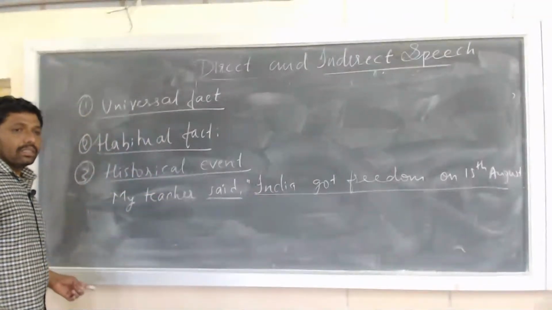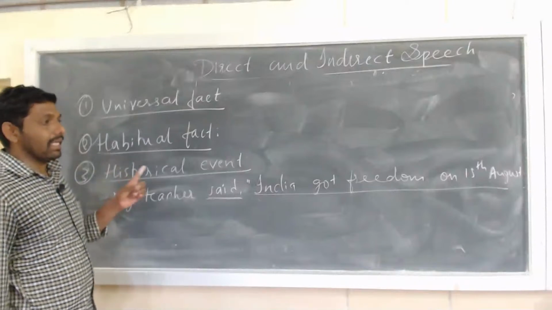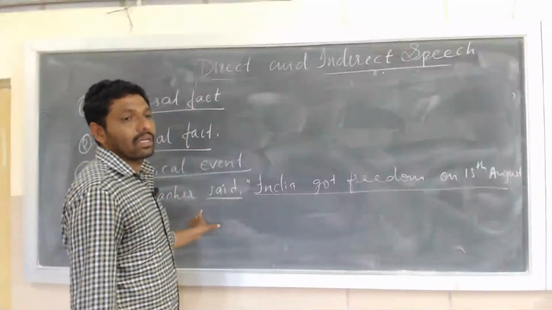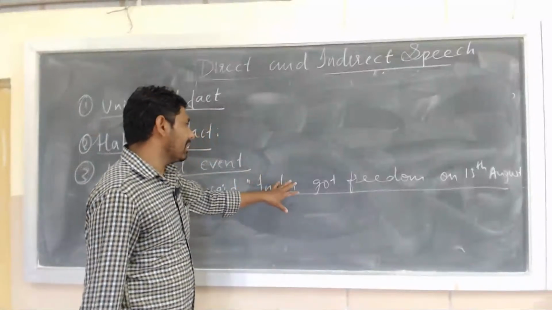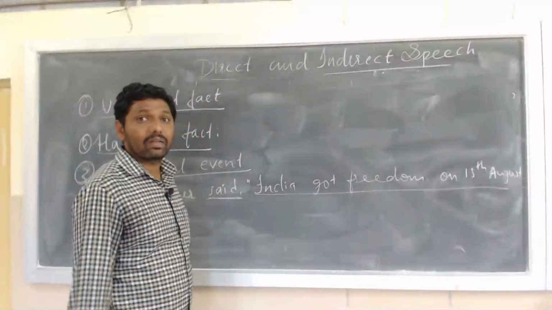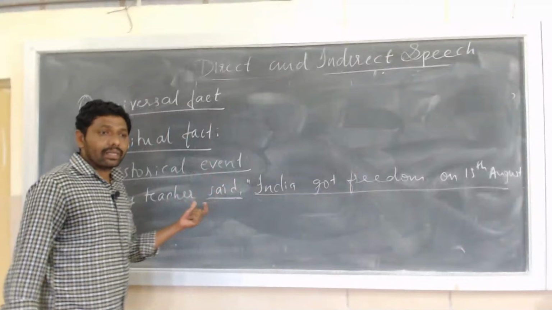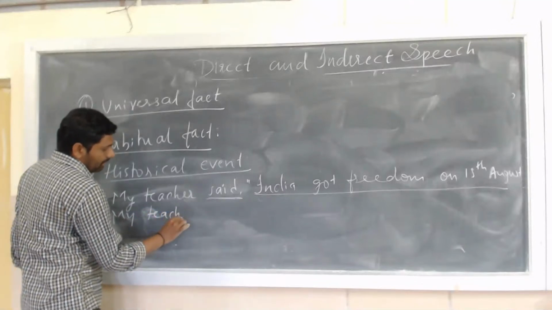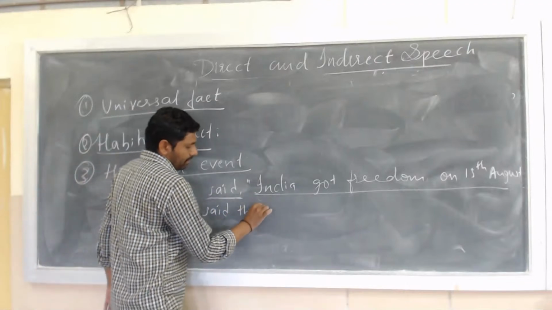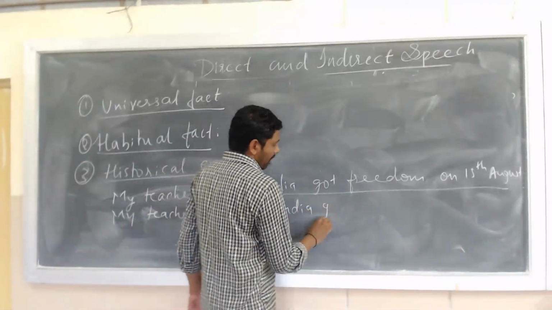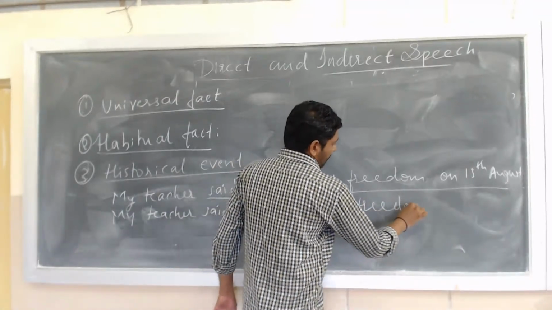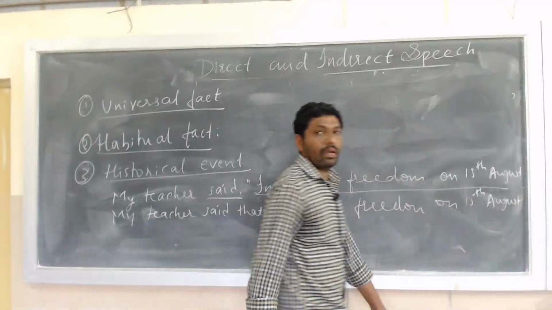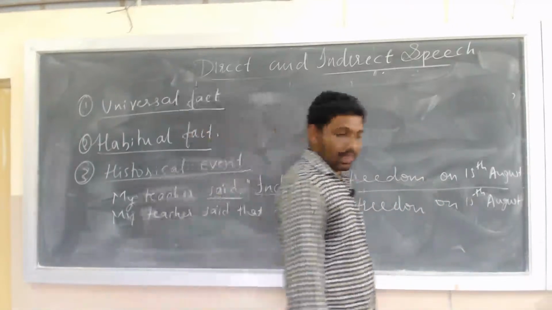As I said earlier, from direct to indirect speech, we have to change the tense if the reporting verb is in the past. But these cases are exceptional. We cannot change it. If we applied the rule here, then it is a simple past and it would have to be changed to past perfect, had got. But it cannot be because it's a historical event. My teacher said that India got freedom on 15th August. Got it? It's just an example. You have to keep it in mind.